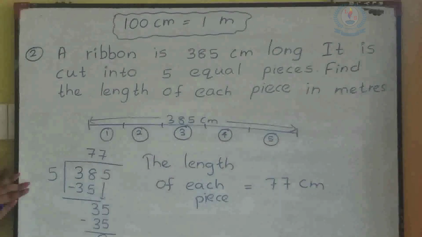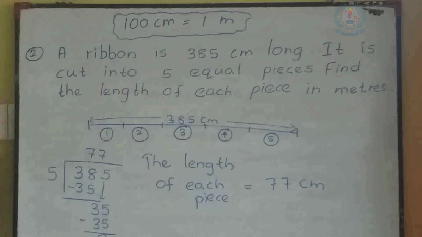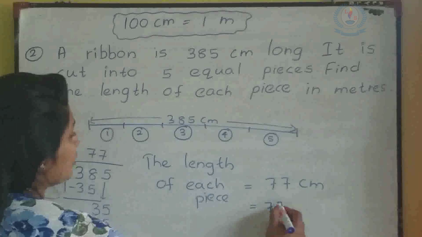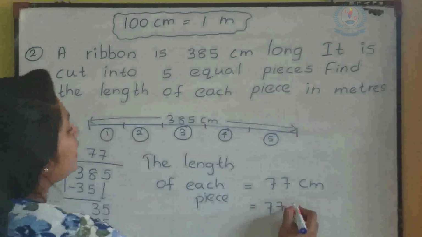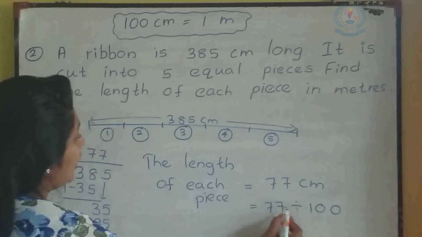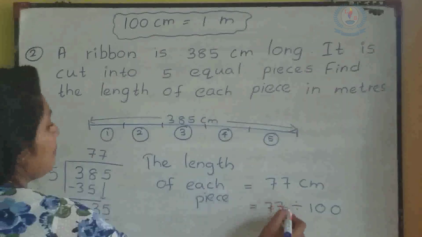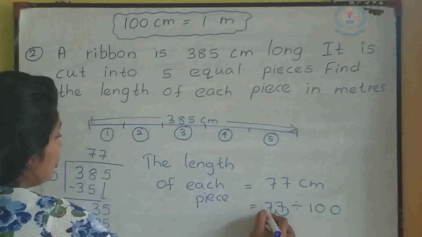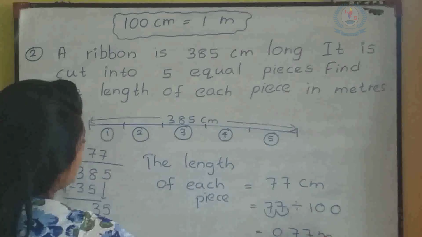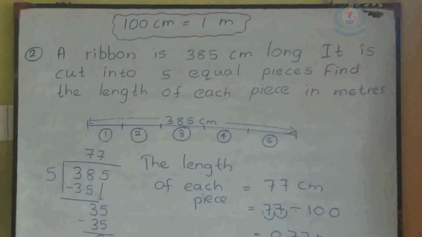Is that the final answer? No. In the question, they are asking the answer in meters. Now we have to convert this centimeters value into meters. To convert centimeters to meters, we need to divide by 100. When we are dividing this one by 100, now the decimal place is in here. We need to take the decimal place to the left-hand side by 2 digits. Here 1, 2. Then the answer is 0.77 meters. The length of each piece is 0.77 meters.